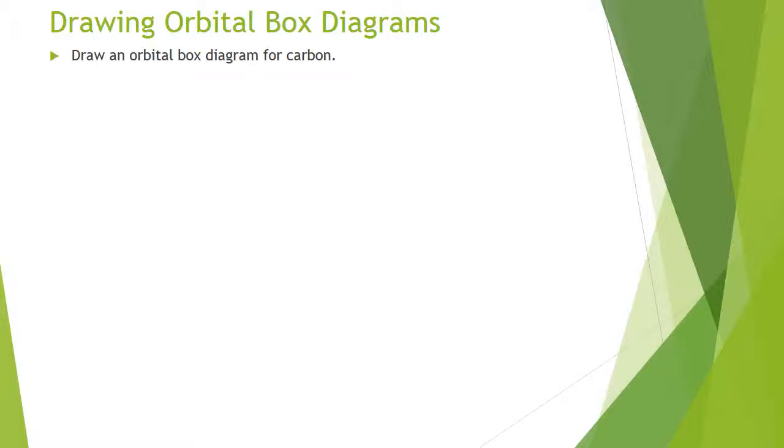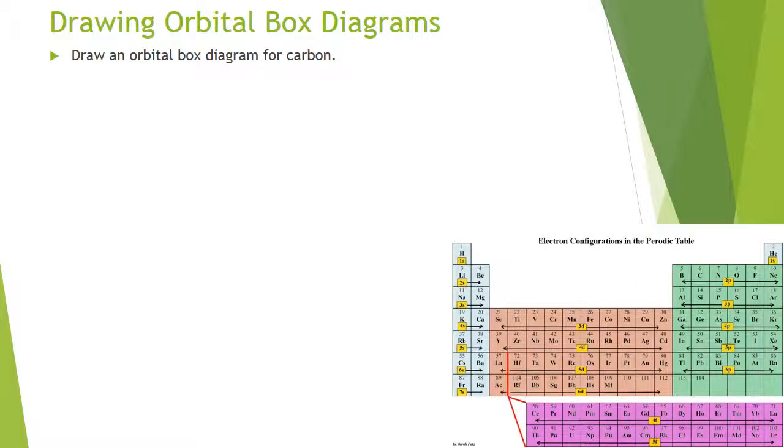So for example, we're going to look at drawing an orbital box diagram here for carbon. And here's a periodic table to help guide us along our way. We'll notice here when we find carbon on the periodic table that it's in the 2p block. It's two elements or two groups into the 2p block. So it will end with 2p2. So if we think about what its electron configuration would be, it would just be 1s2, 2s2, 2p2.